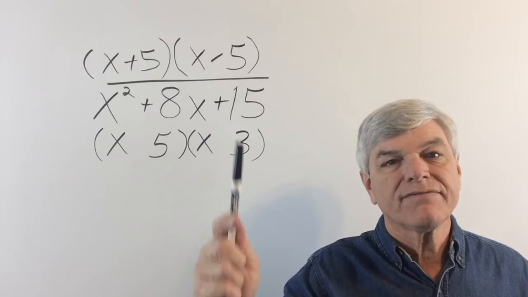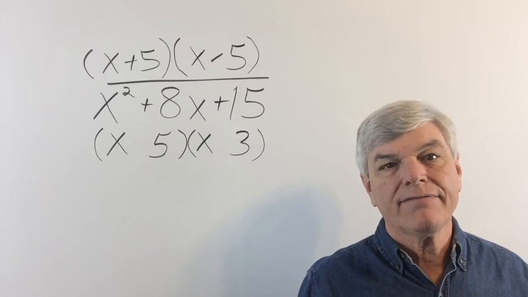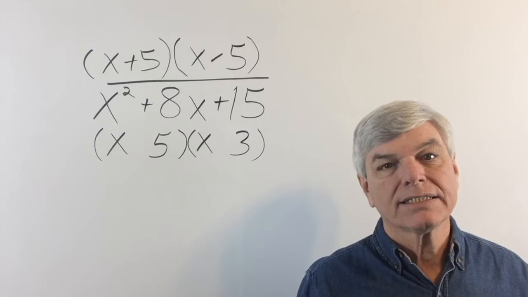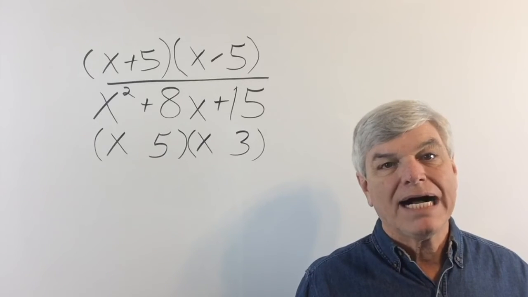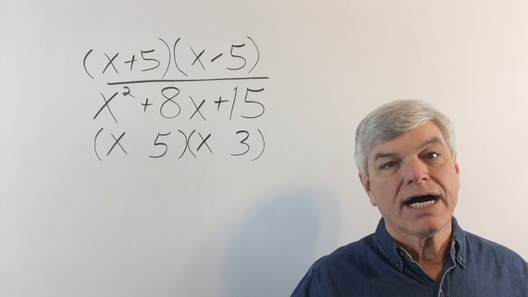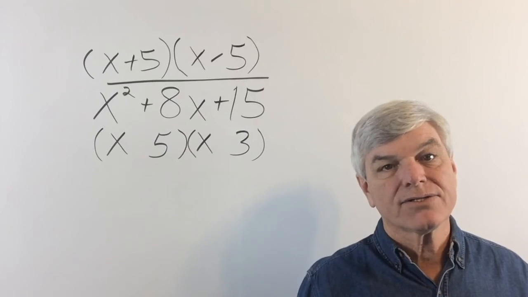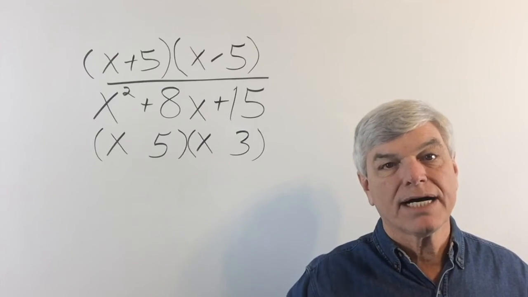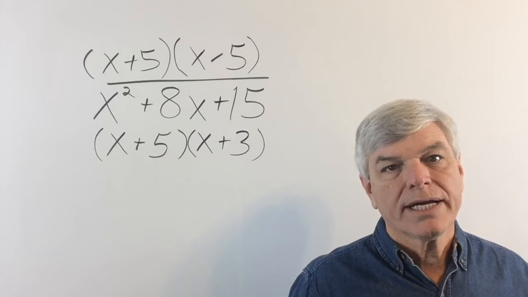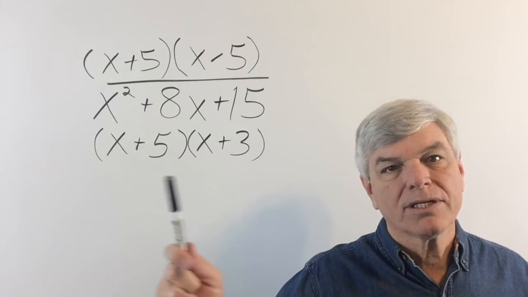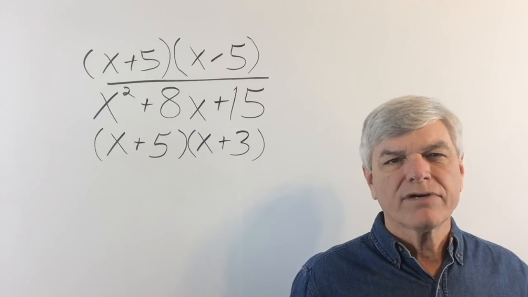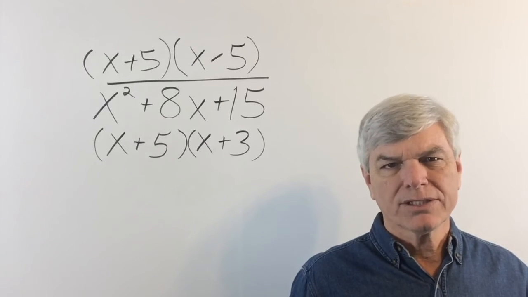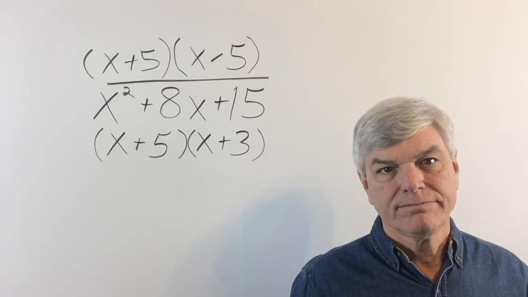Okay, and we have a positive 15, so both of these need to be negative, or both of them need to be positive. Negative 3 and negative 5 is negative 8. That doesn't do us any good. Positive 3 and positive 5 gives us a positive 8, so that's what it's going to be, positive, positive. There we go. And now that we have our binomials factored out, we don't need our trinomial anymore.